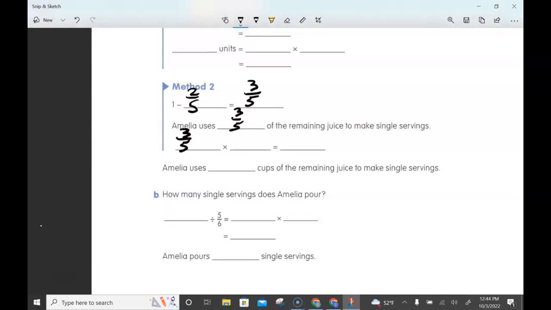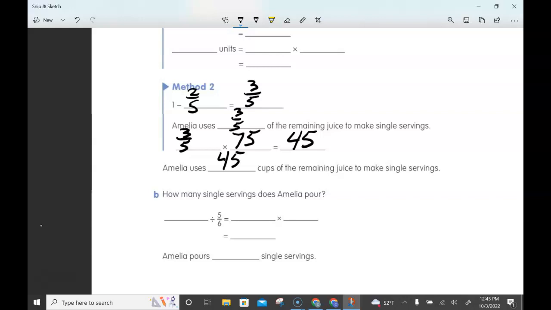So what we do now is take that 3/5 and multiply it by 75. We need to figure out what is 3/5 of 75. You can do this right in your calculator. It's going to give you 45 cups. So Amelia uses 45 cups of the remaining juice to make single servings. Again, we have 3/5 of the juice left over. She buys 75 cups of juice for the party, so 3/5 of 75 is what we had to figure out, and that gives us 45 cups remaining.